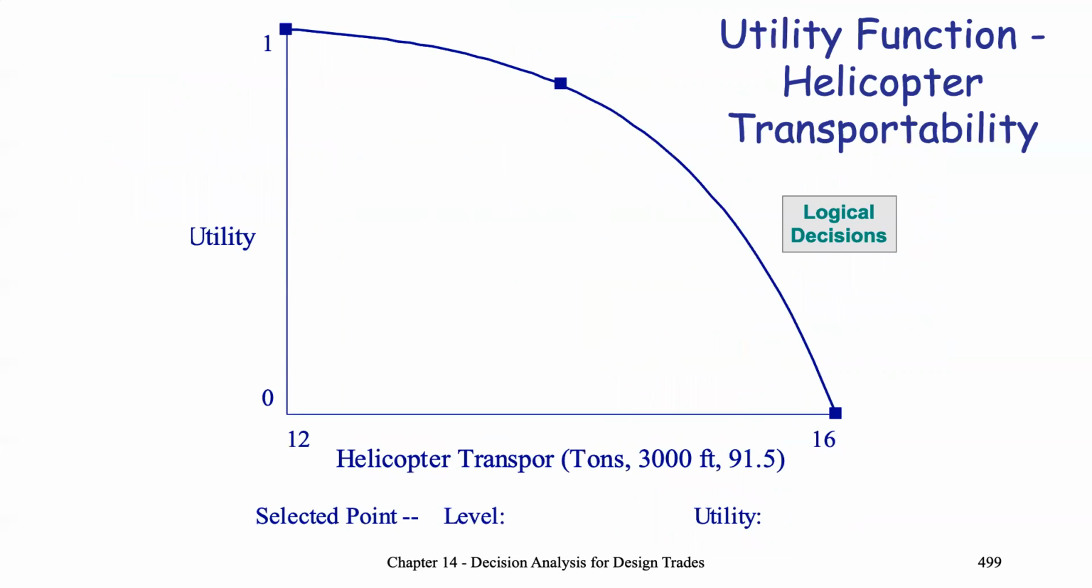Then we have some curves for different things. Here is a utility function for the helicopter transport. You can see that there's an inverse relationship: as the tonnage of the transport goes up, it gets harder and harder for it to be transported by helicopter.